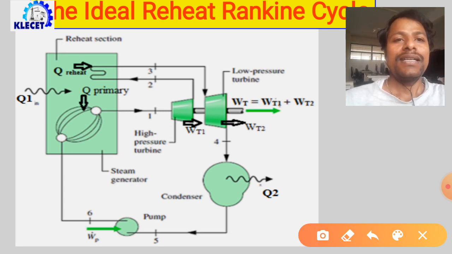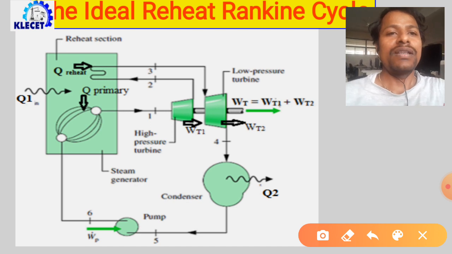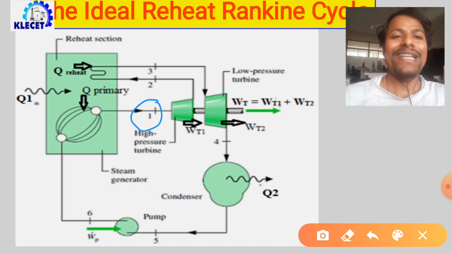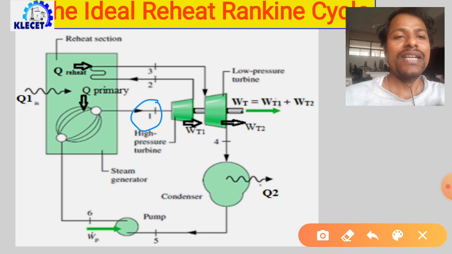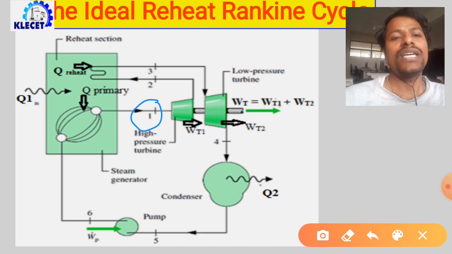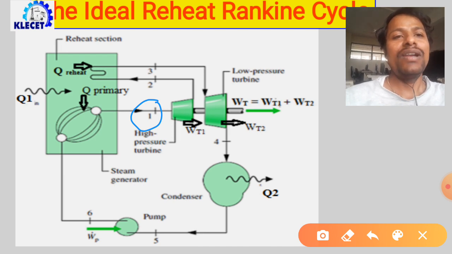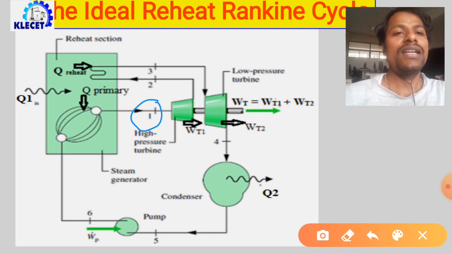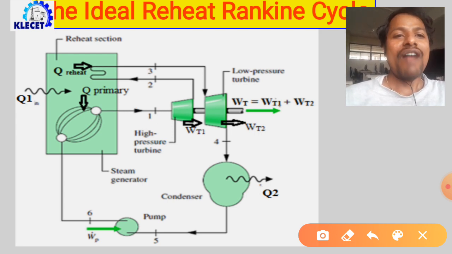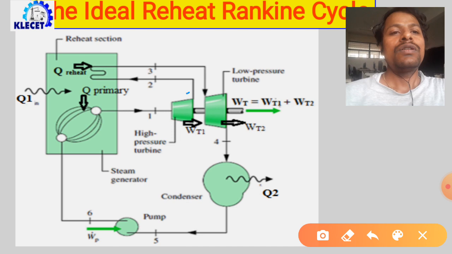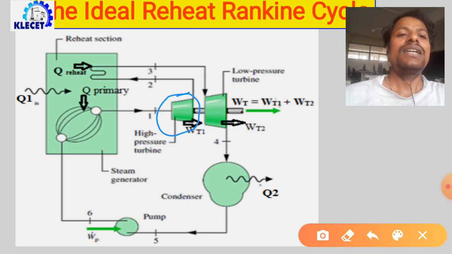Friends, let's begin from the state 1. So this is our state 1. So what is the state 1? State 1 is the state of the steam which is coming out of the boiler. So we assume, or actually the steam comes out of the boiler in state 1 in the superheated condition. So after this, the steam from the state 1 enters into the stage 1 of the turbine. So what is stage 1?